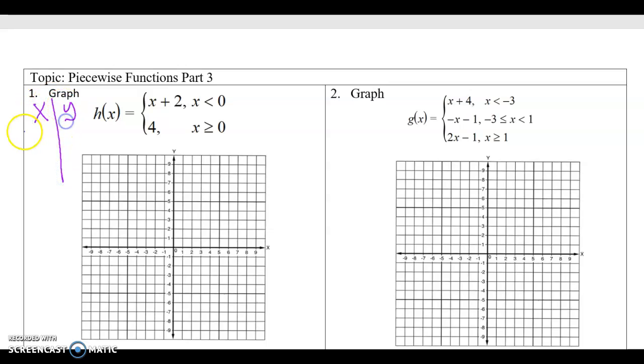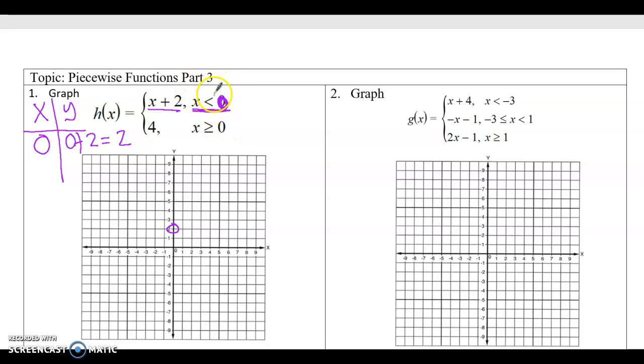Okay, so first let's look at our first function. So let's draw our x and y table, and so we're going to look at our domain restriction. So it tells me that x is less than 0. So it gives me where I should start at 0. Okay, so I'm going to plug the 0 into this equation, x plus 2. So 0 plus 2 is 2. So 0, 2, it's going to be an open circle because it's just less than.